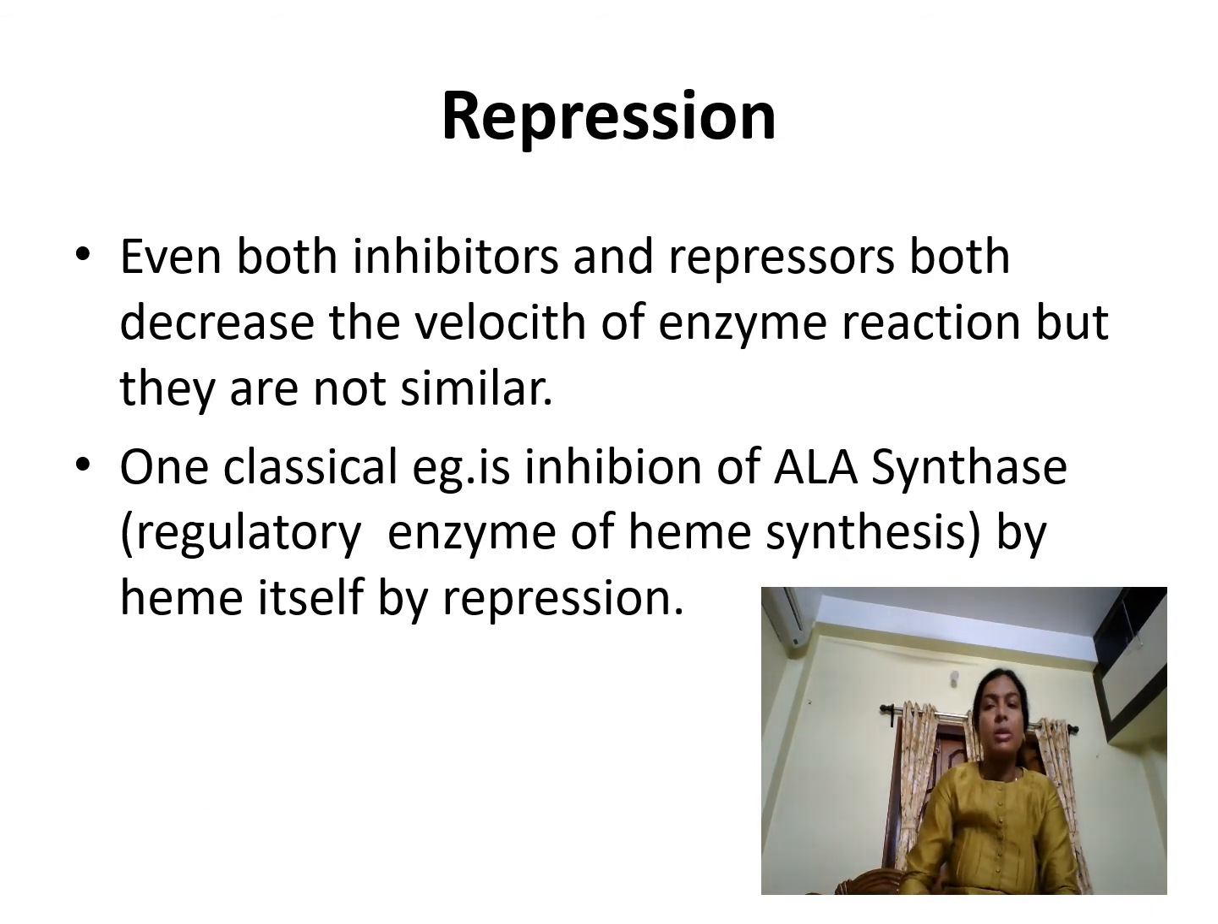Now, one classical example is inhibition of ALA synthase, that is aminolevulinic acid synthase, by heme itself. Okay, in the previous lectures, I have told you about heme synthesis. Here, the first step is succinyl-CoA and glycine combining, and the enzyme is ALA synthase. So ALA synthase is the key regulatory enzyme of heme synthesis, and this enzyme is under direct regulation by heme via this repression.